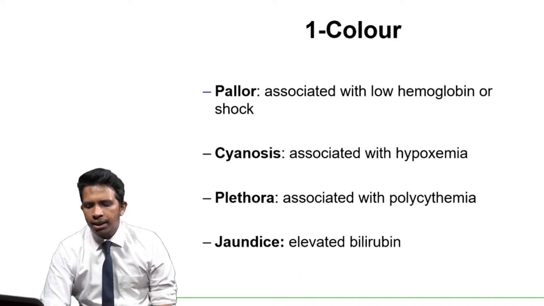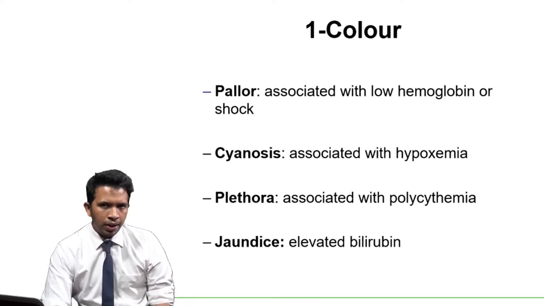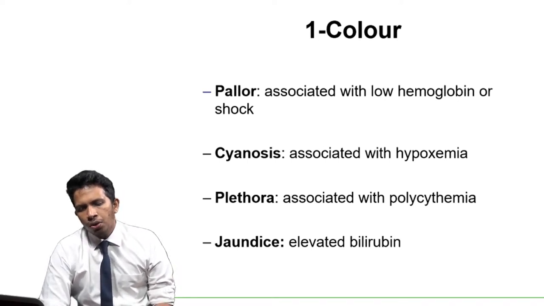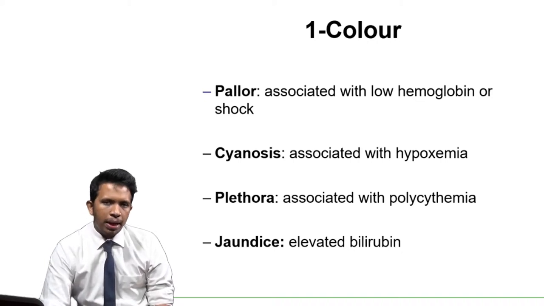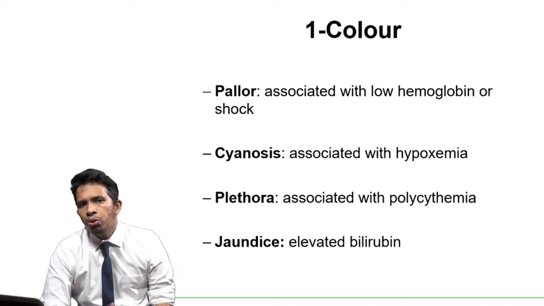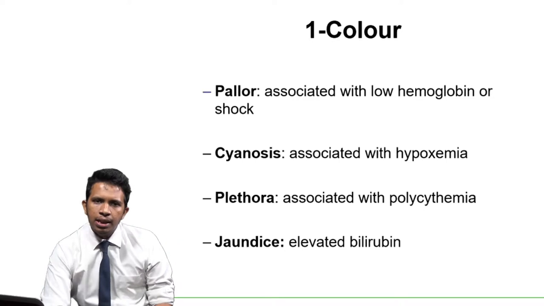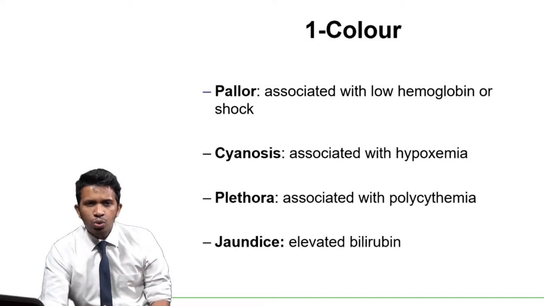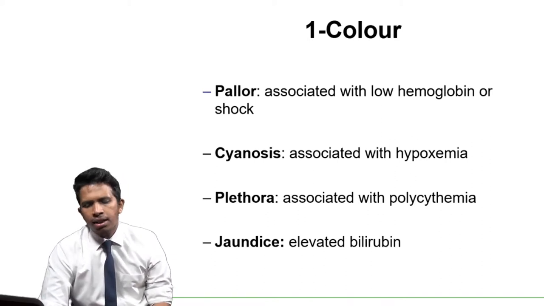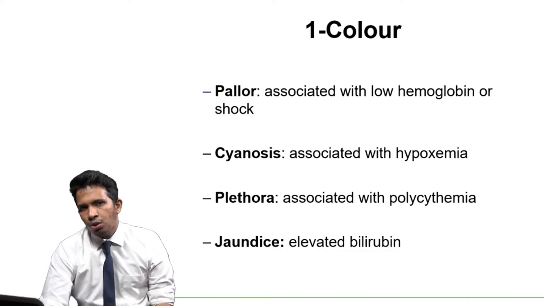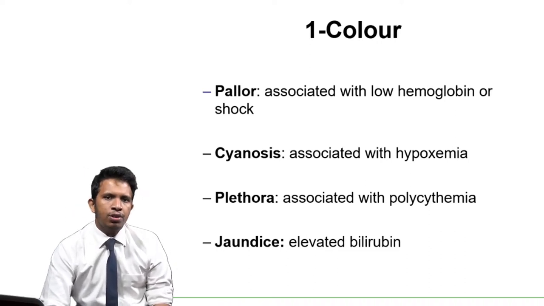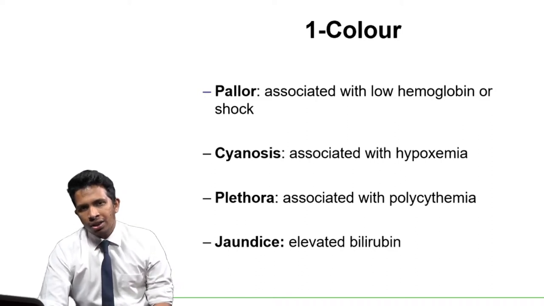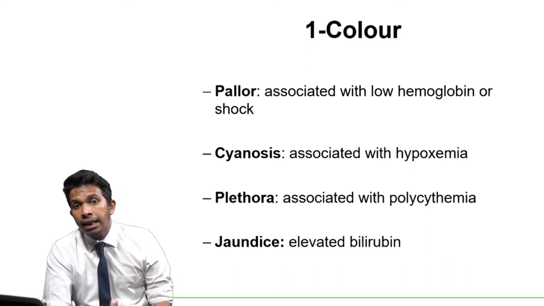The different colors that the child could have: normally the child should be pink, a very good pinkish color. If the child is looking very pale and the pinkness is not that present, this child might be anemic. If the child has bluish tinges, especially around the mouth and the peripheries, this child could be having cyanosis. If the child looks too red, it's not pink, it's reddish, that suggests a condition called plethora, which is seen in polycythemia. And if the child looks yellowish in appearance, that suggests jaundice, which can be due to neonatal jaundice, where the serum bilirubin level has increased.